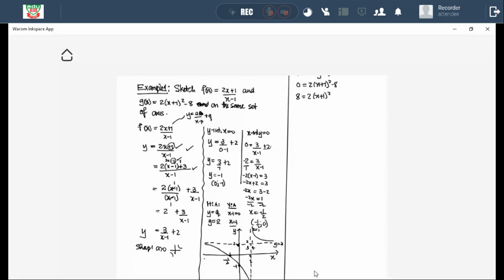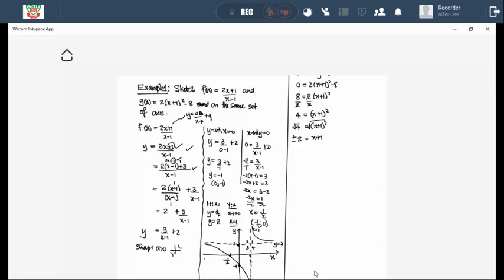Transpose 8, it becomes a positive. Make x subject. Divide both sides by 2. That will give us what? 4 equal to (x plus 1) all squared. Right, square root both sides. The square root of 4 is plus or minus 2 equal to x plus 1. Break it into two expressions.